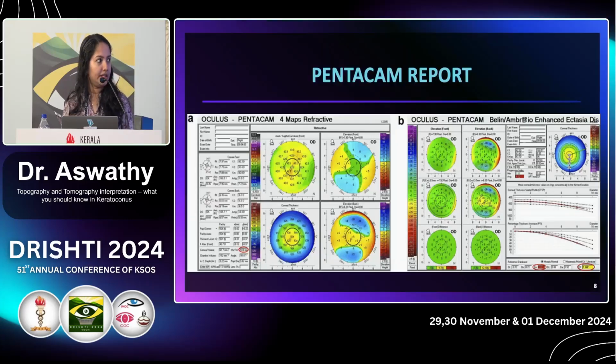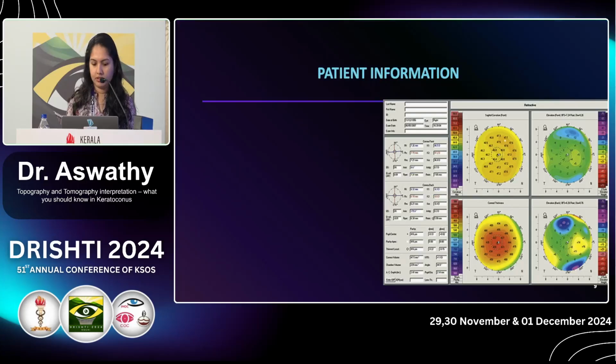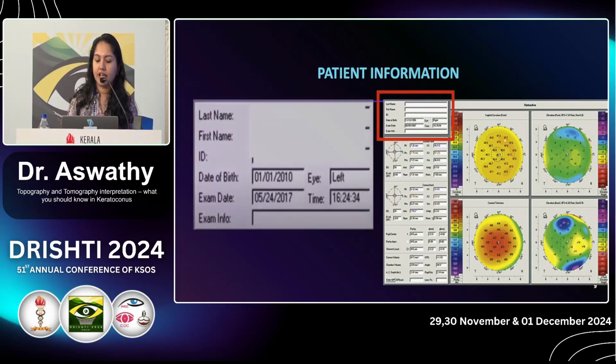So this is what we get, the report of the Pentacam. In the first part, we have the patient details. The patient details we have to enter correctly, especially the year of birth. The age of the patient is very important in comparing with the data.